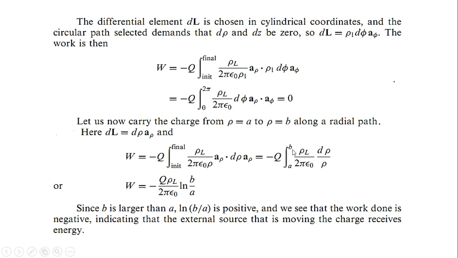So if we integrate 1 over rho, it will be natural log of rho, and it will be equal to ln of B divided by A. And remember that this work done is negative.